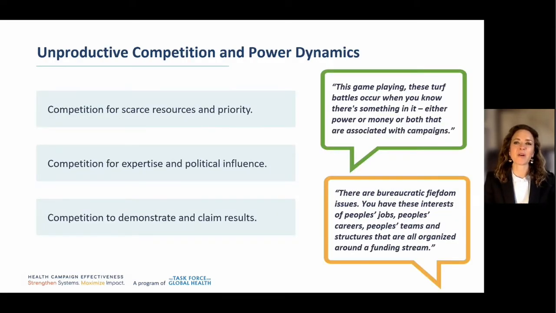The second theme is around unproductive competition and power dynamics. Now, organizations and diseases compete with one another for scarce resources and priority. And fears of integration typically include relating to having more modest control of resources. Donors also compete for philanthropic and other donor funds. They compete for expertise and influence, and they compete to demonstrate and claim results. So what this leads to is a redistribution of resources at the global level.